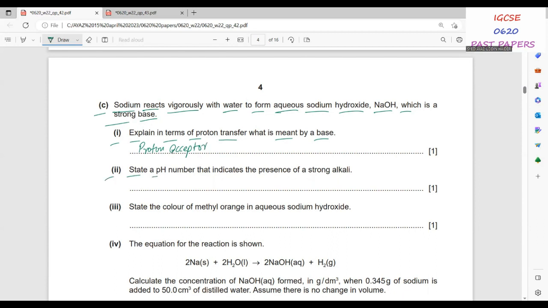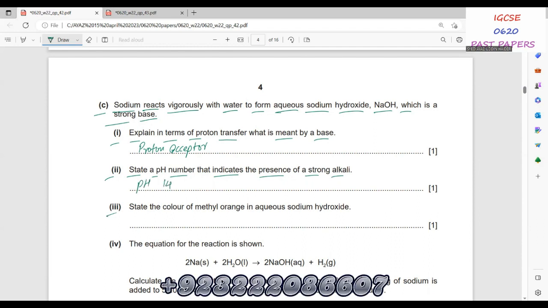Number 2, state the pH number that indicates the presence of a strong alkali. It must be 14. Number 3, state the color of methyl orange in aqueous sodium hydroxide. Again, you have to learn these things. So you write yellow here.